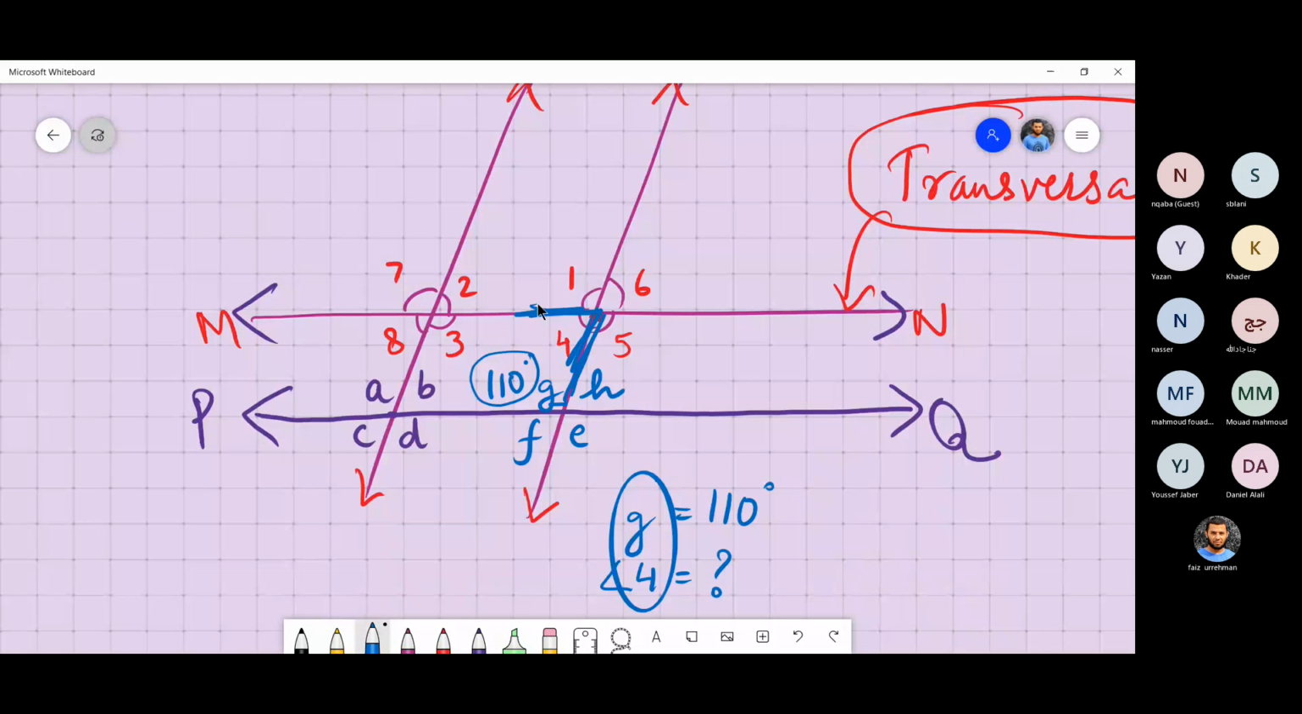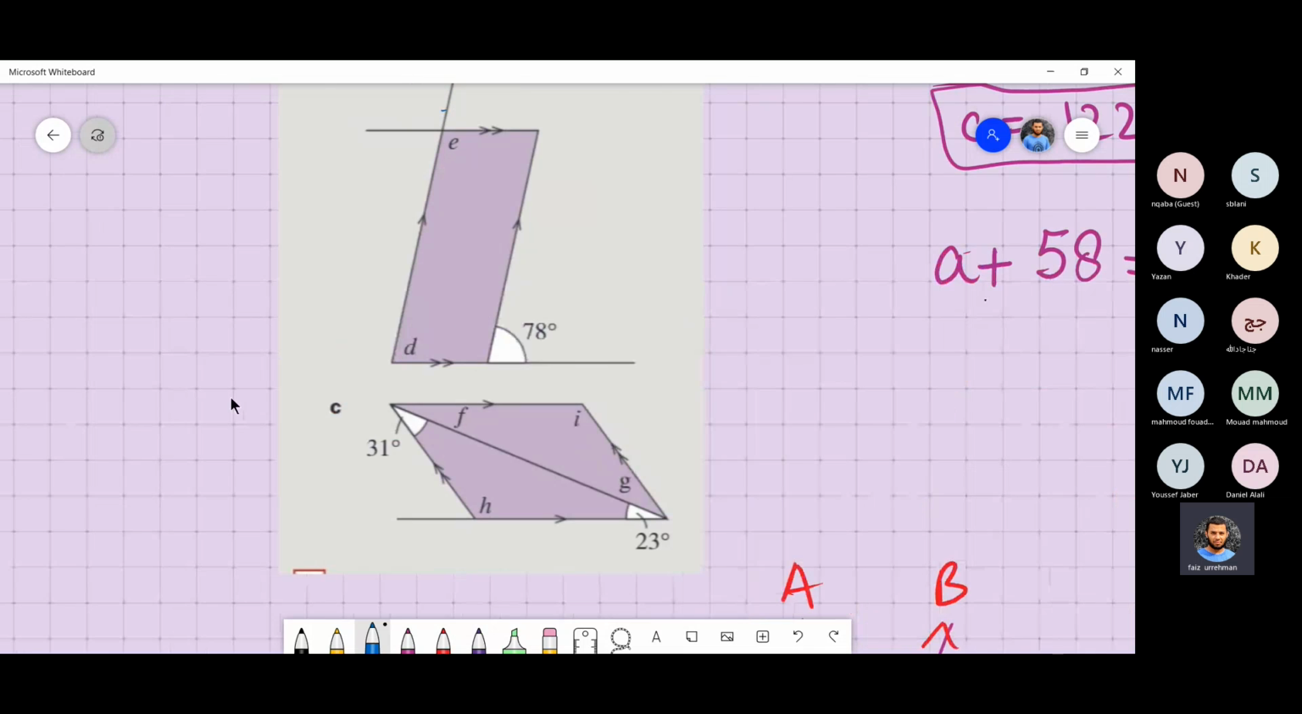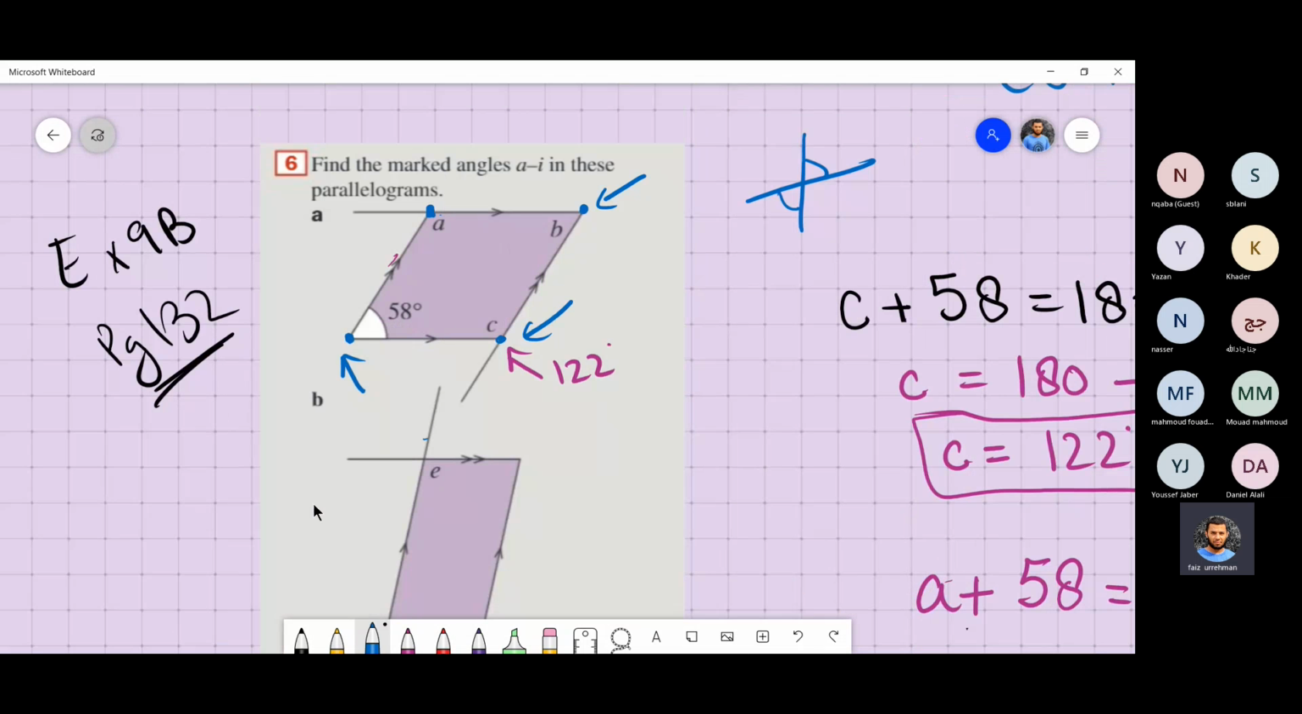Mister, you give us things that are not in the book. I know. I told you that this is not in the book. Then how will you solve this question 6A from the book? Tell me.